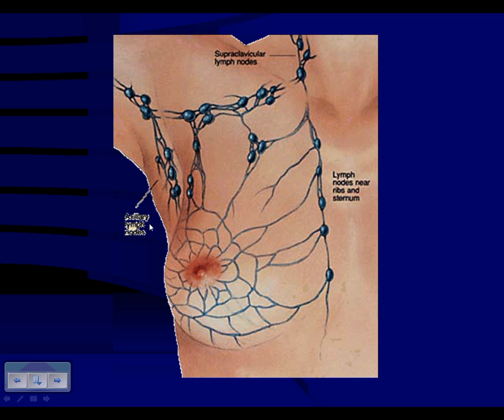But we find that in breast cancer, probably 75 to 80% of the time, most often the axillary nodes are going to be negative. But it is a key prognostic feature for breast cancer patients. And we'll talk a little bit more about that later, too.